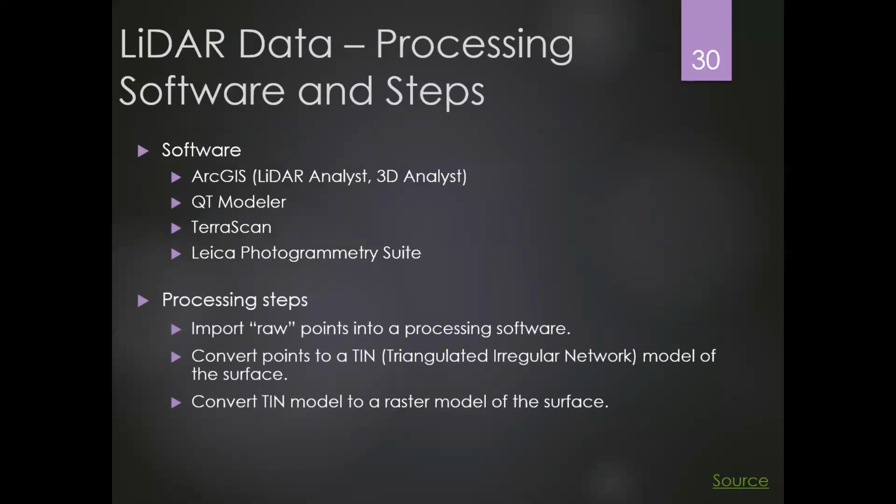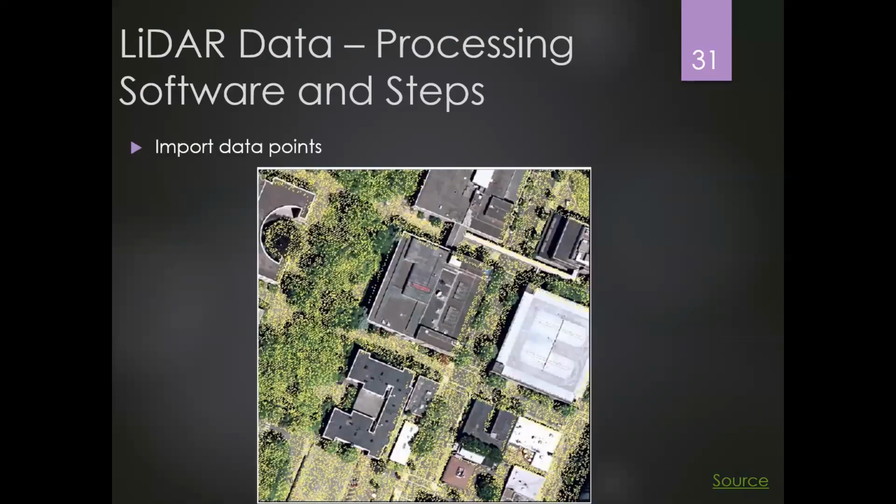And for the processing steps, there are 3 steps. The first step is to import raw points into a processing software, the point cloud. Each point represents a specific return. Then we convert the point cloud to a triangulated irregular network, a TIN network. And then from the TIN network, we create a raster file. So here is an example. This figure shows you the raw data points.